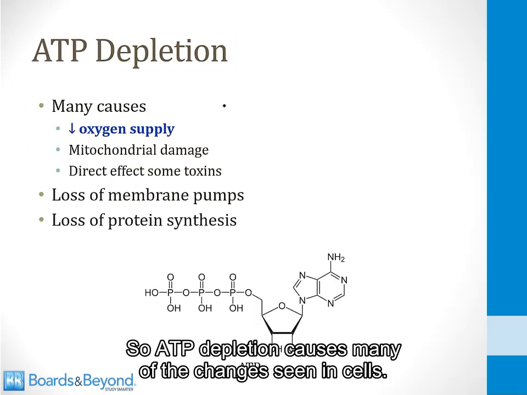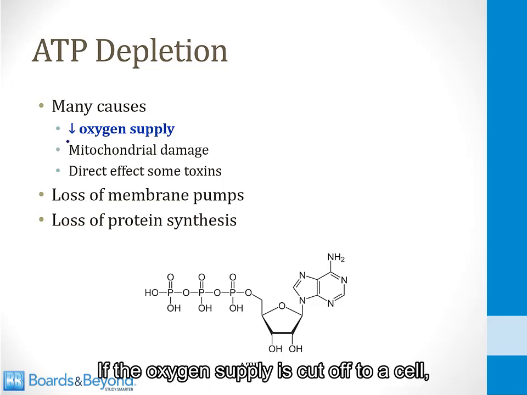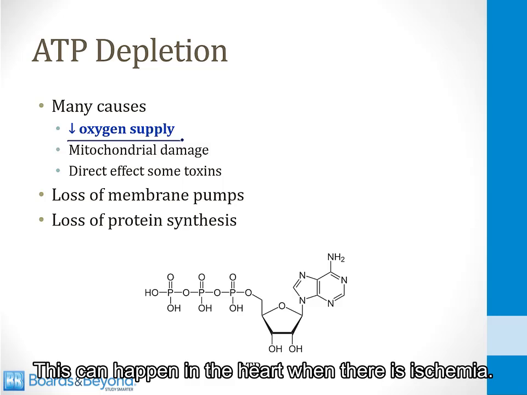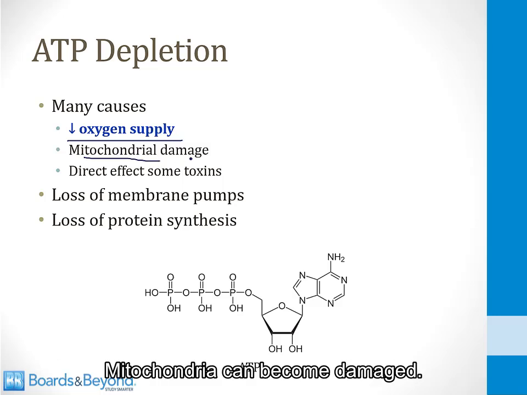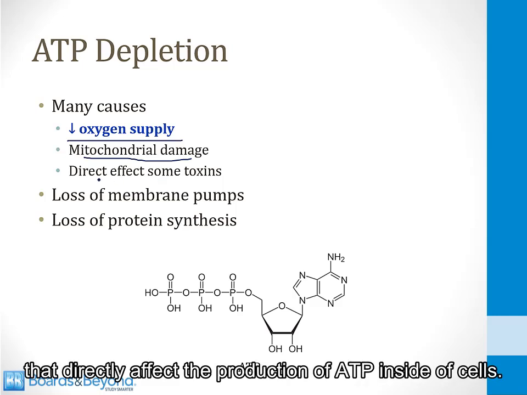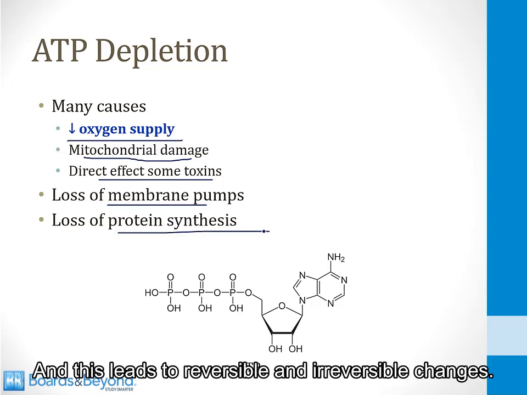So ATP depletion causes many of the changes seen in cells. There are many reasons that a cell can be deprived of ATP. If the oxygen supply is cut off to a cell, this can lead to ATP depletion. This happens in the heart when there is ischemia. Mitochondria can become damaged, and when mitochondria are damaged, then the mitochondria cannot produce ATP. And then finally, there are some toxins that directly affect the production of ATP inside of cells. When ATP becomes depleted, the cell can't maintain its membrane pumps like we talked about earlier, and the cell can't synthesize proteins, and this leads to reversible and irreversible changes.